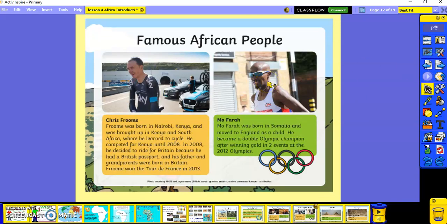Right, next to famous African people are Chris Froome. And I didn't realise that he was in fact born in Kenya. And he's a famous cyclist who rides for Britain. Another famous person whom some of you might recognise from the TV is Mo Farah. Again, he is an athlete and actually he's an Olympic champion. So you can pause your video and carry on reading.